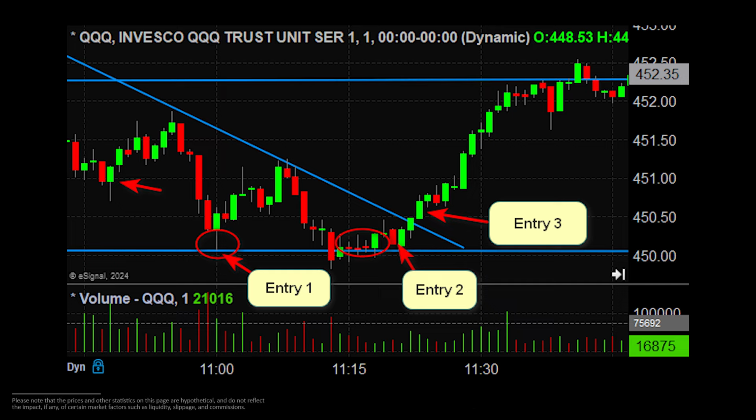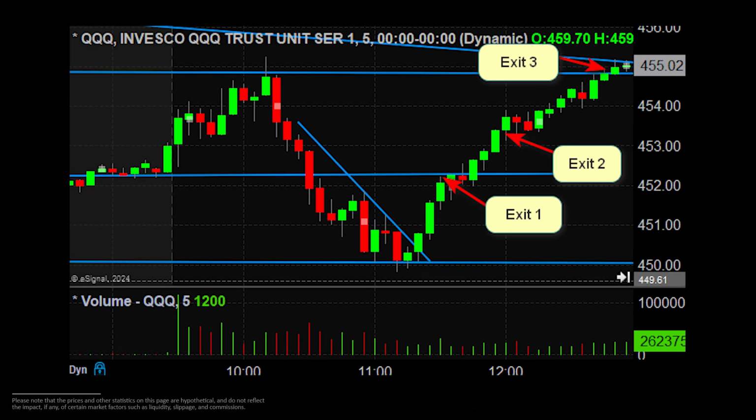At around 11:30, the Triple Q reclaimed 451 and then trended all the way back to the morning resistance. The 5-minute chart here shows 3 exits for a long position based on the morning's important support and resistance areas. So that basically summarizes how I approach this trading opportunity.